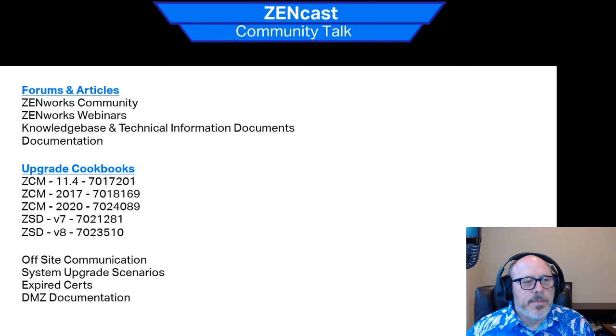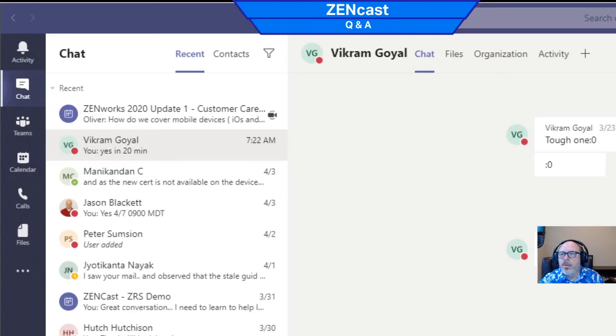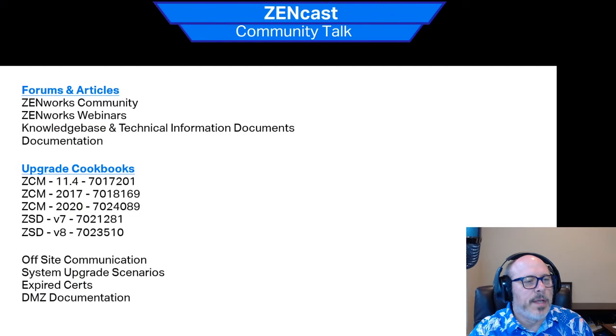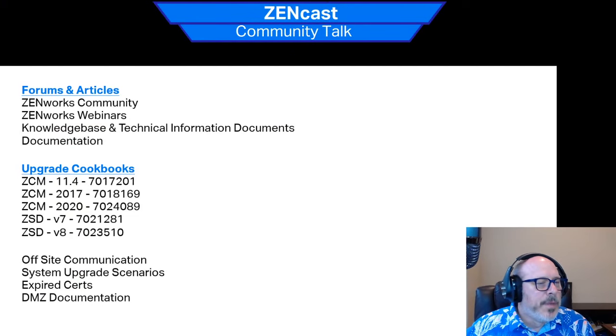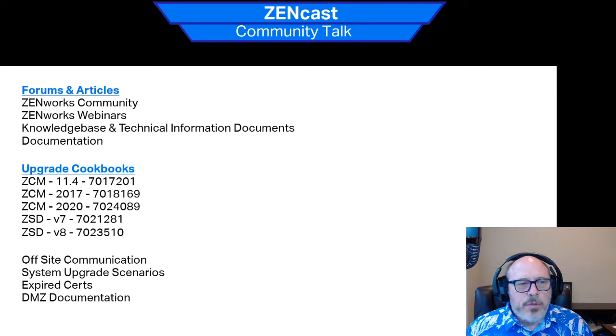The knowledge base, technical information documents, the TIDs are out there. Feel free to go out to the knowledge base, documentation as well. So we'll cover a couple of those. I thought I had my web browser up. Again, upgrade cookbooks are out there. Those are the TIDs there for ZCM and Service Desk. I'm starting to work on one for ZRS, so be aware that that's coming.